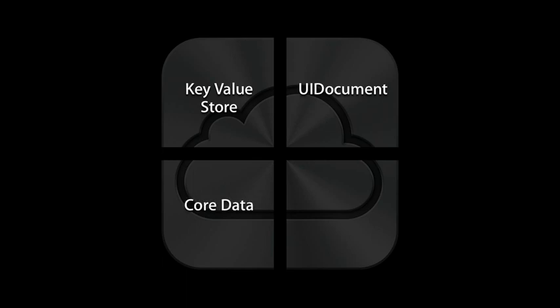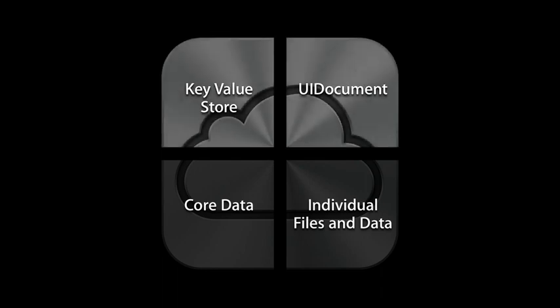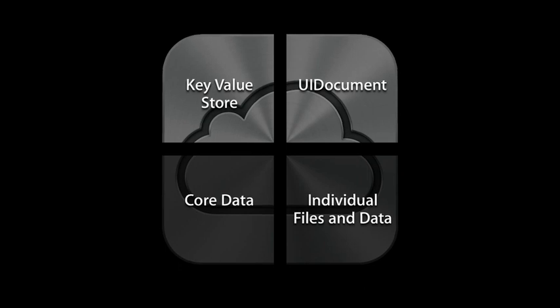So across the next two presentations, we're going to split things up into 4 main units. First, we're going to take a look at the key value store. Next, we're going to talk about working with UIDocument. We'll also take a look at working with core data. You can actually use core data with iCloud now as well. And we'll take a look at working with individual files and data. But for the rest of this talk, we're going to focus on the key value store and UIDocument.